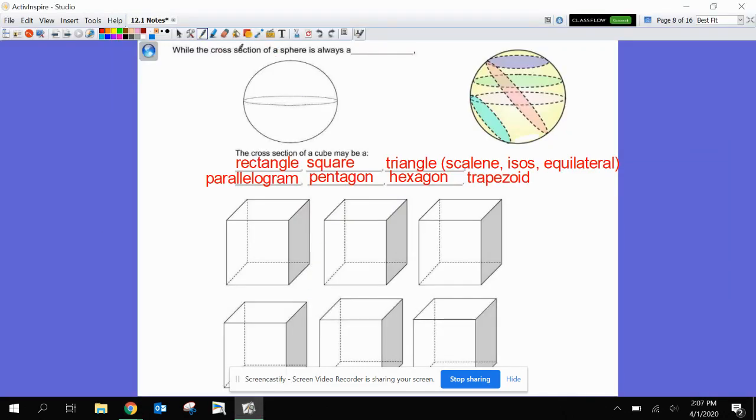And so when you fill in your notes, you'll just say points. So let me go ahead and write that out. So you can either get a point. That one's the uncommon one, but most specifically, you'll get a circle. More commonly, you'll get a circle. Okay, now the cross section of a cube.